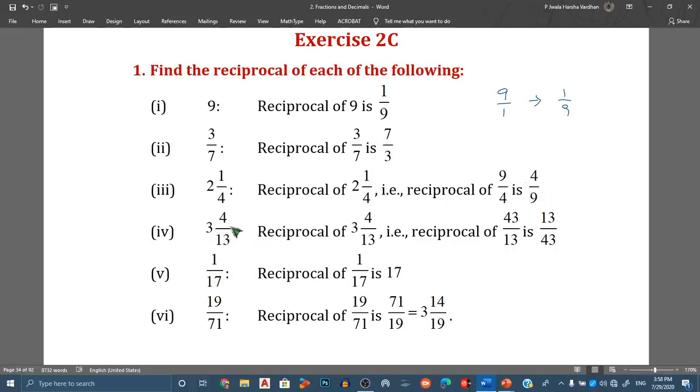For this 3 4 by 13, converted into the improper, which is 43 by 13. For this 13 by 43 is the reciprocal. For 1 by 17 it is 17. For 19 by 17 it is 71 by 19. Since it is improper, again you are converting into the mixed fraction. If you divide 71 by 19, you will get 3 14 by 19 as your answer, reciprocal.